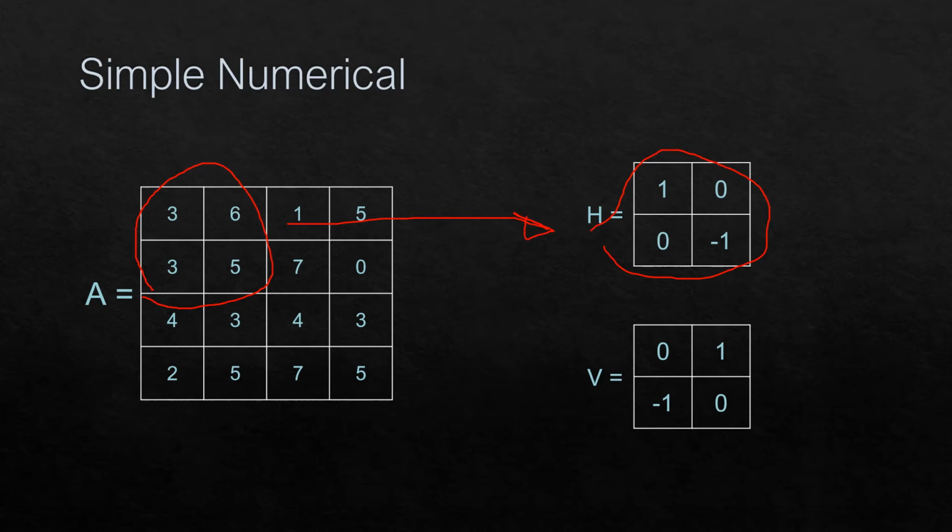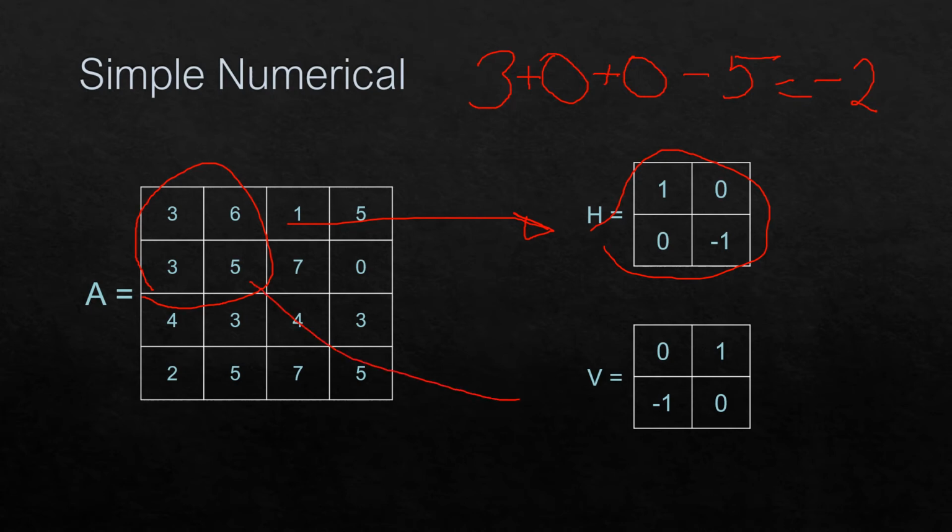So what will be the answer? That will be 3 plus 0 plus 0 minus 5, right? Which gives us the answer as minus 2.